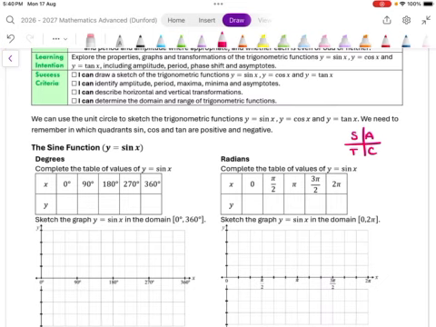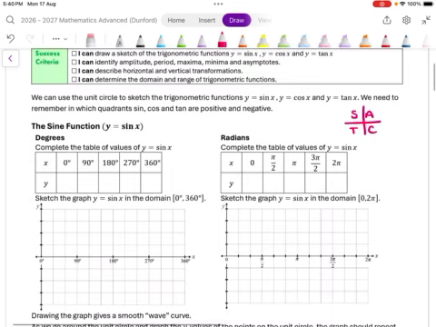So we are going to look at the sine function first, which is y equals sine x. We're going to complete our table of values for y equals sine x in degrees first. We're going to look at what the graph looks like in degrees, and then we're going to convert that over to radians. So sine of 0 is 0. Sine of 90 is 1. Sine of 180 is 0. Sine of 270 is negative 1, and sine of 360 is 0.